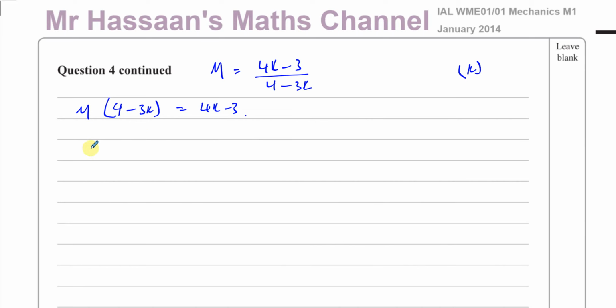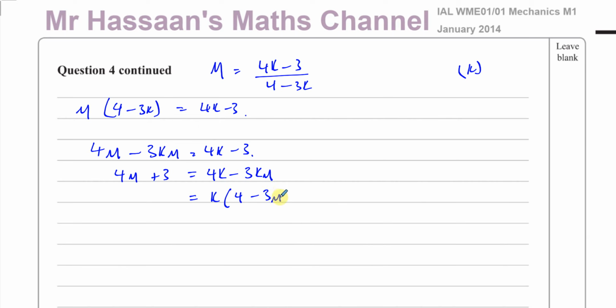So I'll expand this bracket, it gives me 4 times mu minus 3k times mu equals 4k minus 3. Now we want to put k as a subject, so we'll bring the k's together on one side. So that you've got 4k minus 3k times mu on one side. On this side you've got 4 mu plus 3. Okay, so now we can take out the k as common. You got k and you got 4 minus 3 mu on this side.